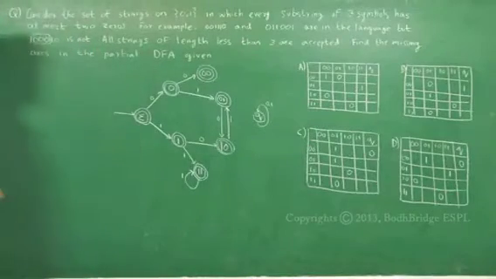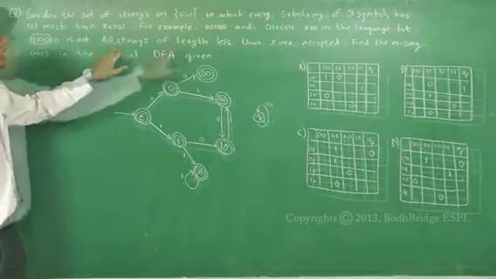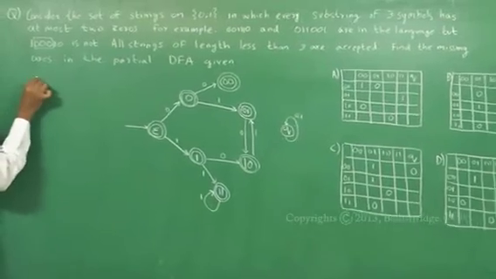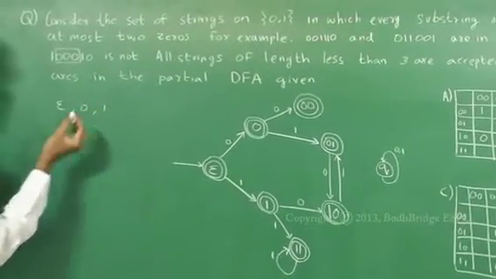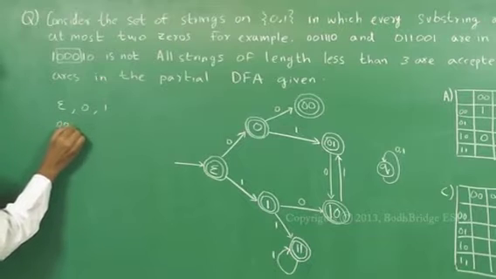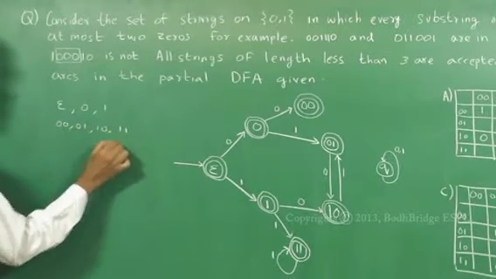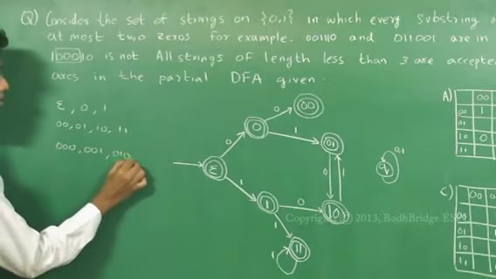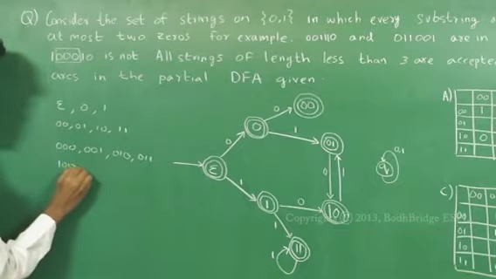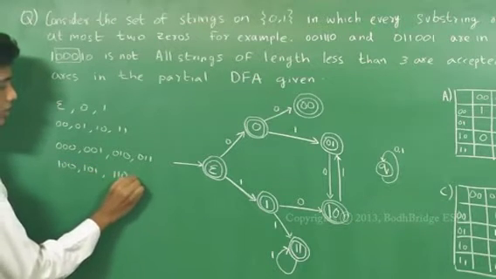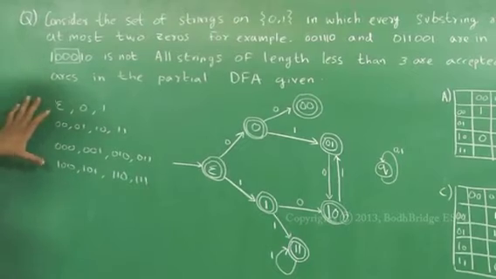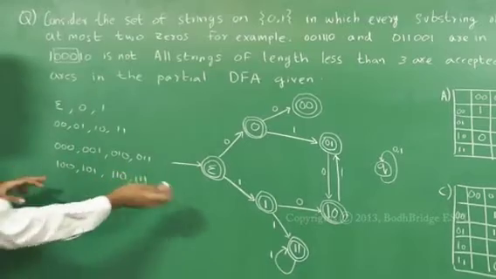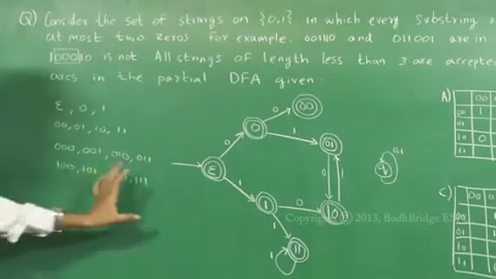Now, let us proceed with the solution. Here we can see that all strings of length less than 3 are accepted. So, we will just take the strings that are accepted. First is the null string, next is 0, next is 1. In 2 string length, it's 00, 01, 10, 11. In 3 string length, it's 000, 001, 010, 011, 100, 101, 110 and 111. So basically, if we make sure that these are accepted and the others are not, then it is clear that in any string, these substrings are the only substrings that are possible.